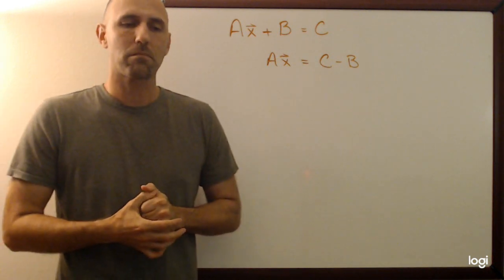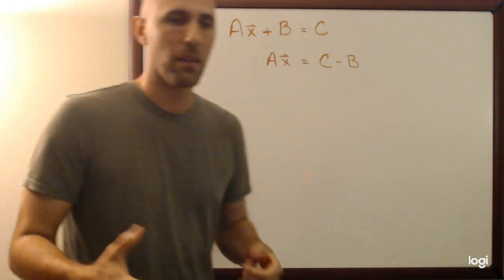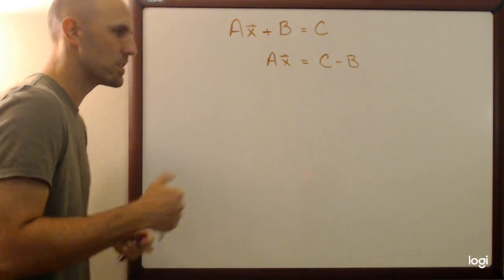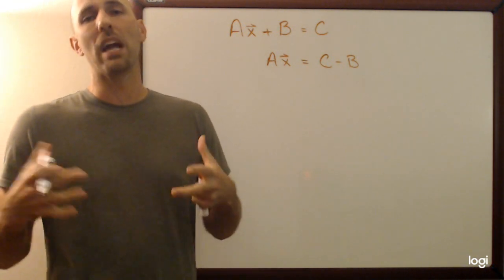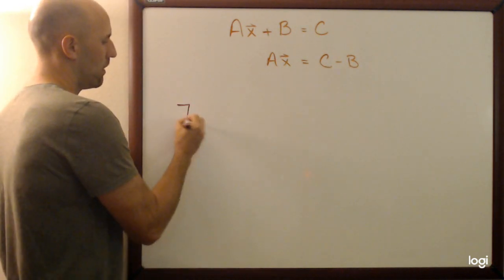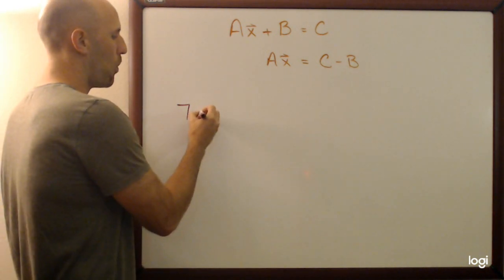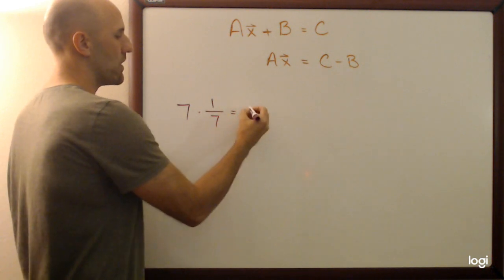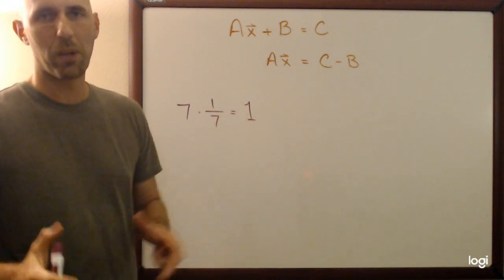Well, we're going to define the inverse of our matrix classically, okay, which is to say we define multiplicative inverses as objects which multiply together to give you the identity. So, for example, the multiplicative inverse of 7 is 1/7, because 7 times 1/7 gives me 1, and 1 is the identity for multiplication.